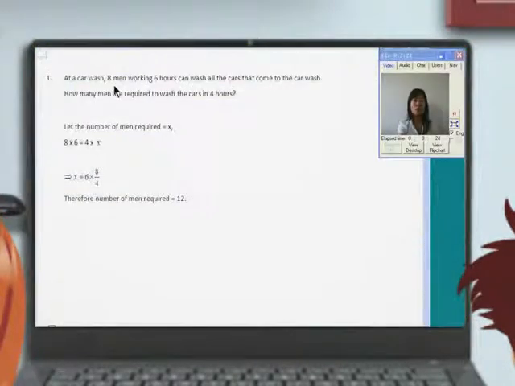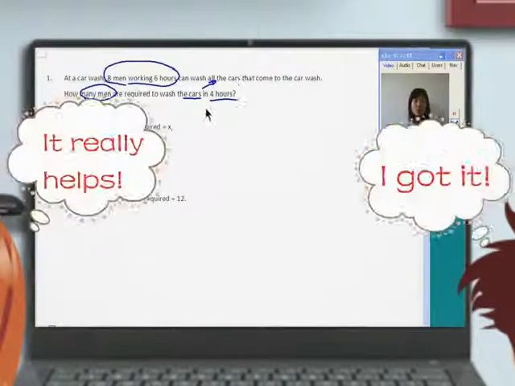At a car wash, 8 men working 6 hours can wash all the cars that come to the car wash. How many men? So let's circle what the question wants. The question wants us to find how many men are required to wash the cars. So the cars are all the cars here in 4 hours. Now we know that for 8 men to work 6 hours, this will be the amount of man hours that's needed to wash all the cars.